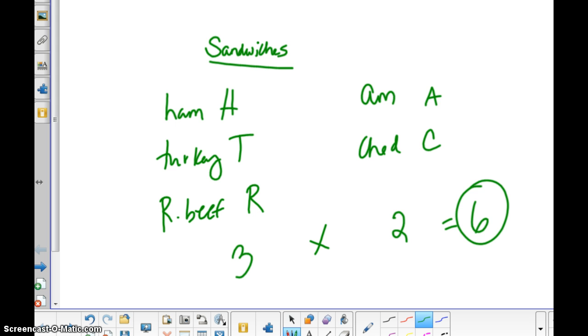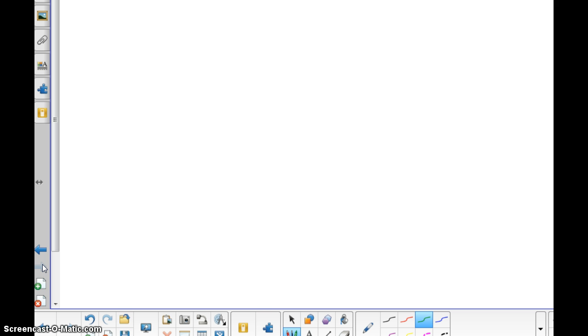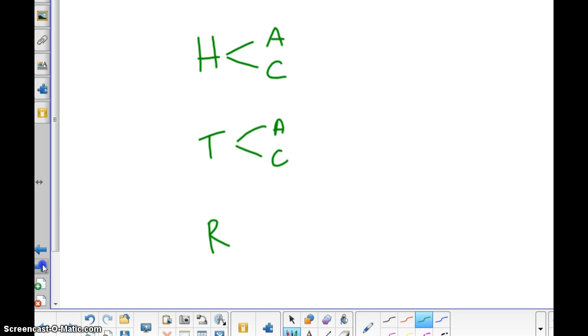Now, let's make ourselves a tree diagram. I will help you get started. Ham, turkey, roast beef. Everybody can put that on their iPad. Spread them out. That is your first set of choices. Now, when I go to my second set of choices, how many choices are there? 2. So I just want a branch that looks like this, because now I'm going to put American, cheddar. American, cheddar. And with this guy, American, cheddar.